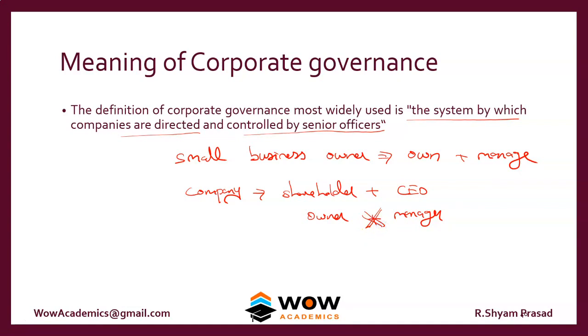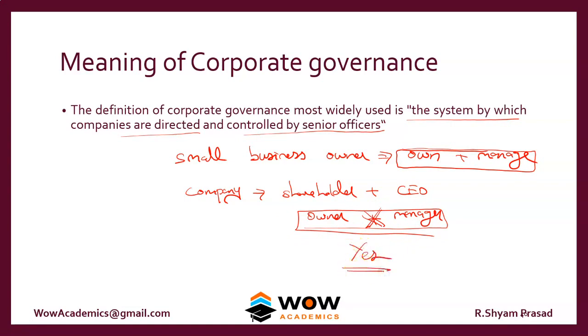Both these people are different people. Now the problem is like this. As you are the owner and manager in a small company, you won't cheat. But in a company, the shareholder and CEO are different people. The owner and manager are a different set of people. Will the manager cheat the owner? The answer is yes.